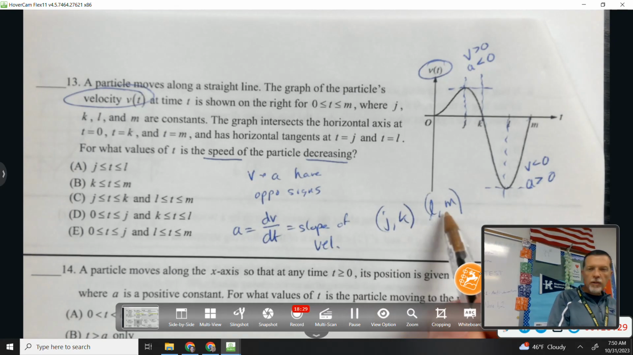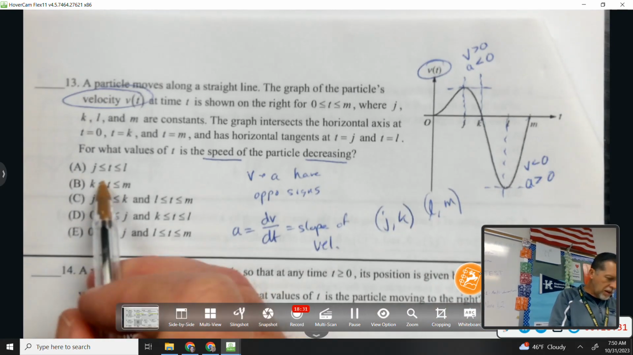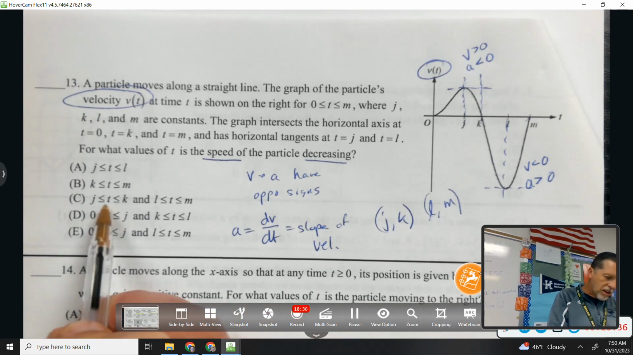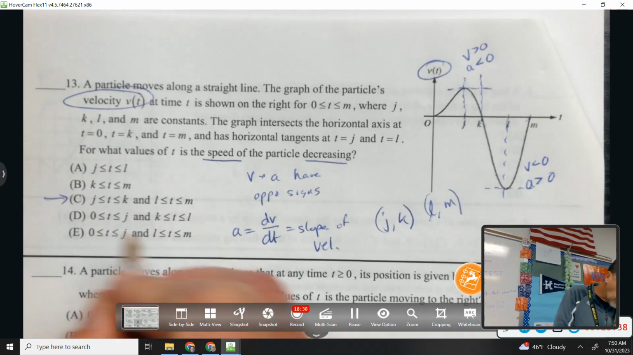I wrote it in interval notation. The answer over here is in inequality notation. J to K, L to M.